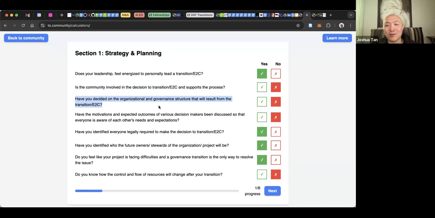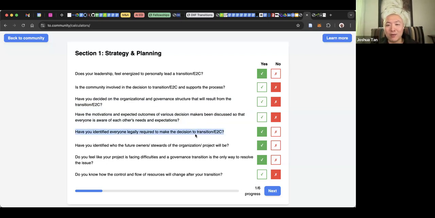Have I decided on an organizational governance structure that will result? Not really. This is something that we need to work out with the community. Have the motivations and expected outcomes been discussed so that everyone is aware of each other's needs and expectations? Sort of. We've talked with various decision makers in the DAO community, but this is not something that everybody is on top of yet.